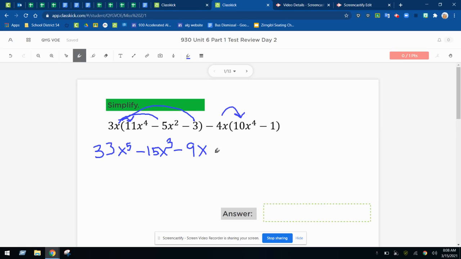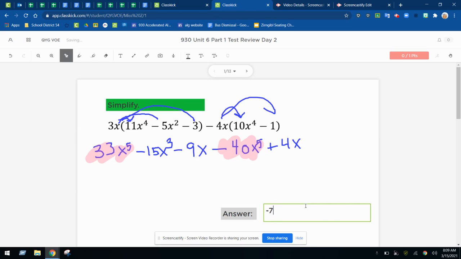Negative 4x times 10x to the 4th will give us negative 40x to the 5th. And negative 4x times negative 1 will give us plus 4x. So now our goal is to combine like terms. I have 33x to the 5th and negative 40x to the 5th. And those are the only two like terms I have. So I'm going to start by adding those. That will give me negative 7x to the power of 5.